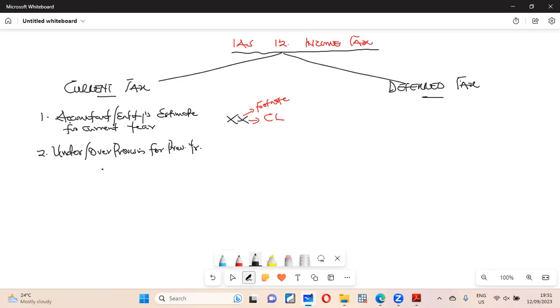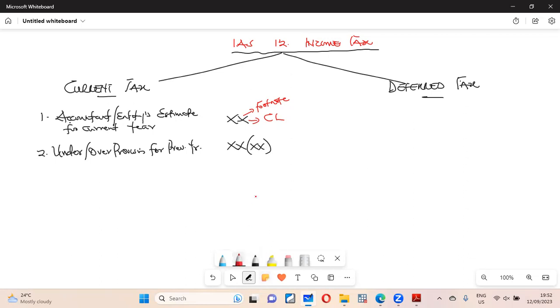Now, if you estimated 2,000, and at the end of the day, the tax man comes and says that you actually meant to pay 3,000, then it means you underpaid, and therefore you need to pay an extra 1,000. So that is what brings about the over and the under adjustment. If it is an under, then you add. If it is an over, you subtract.